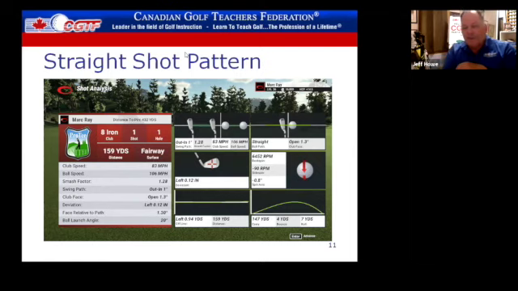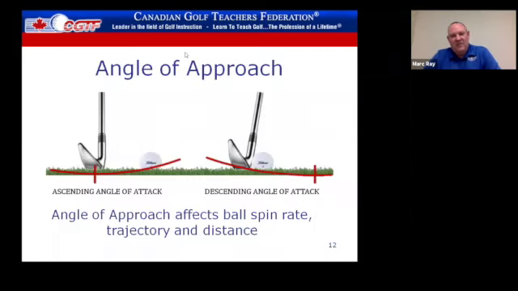And again, if you teach with this kind of technology and data, we have to make sure that our students aren't trying to take the club straight back linear and through the ball linear to achieve those perfect numbers. That's where people get so messed up. So just be careful if relating this data. As you know, there's lots of different ways to hit the ball pretty straight. Go on to the angle of approach.